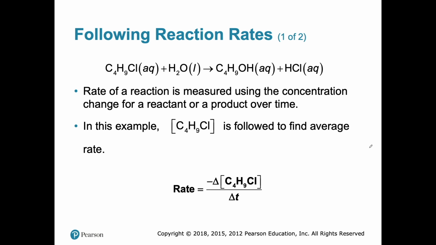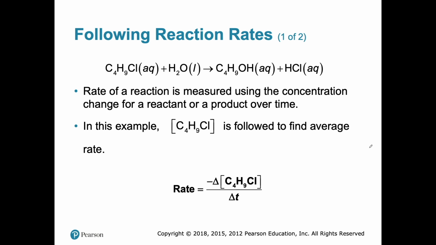Can anyone tell me why we have a negative there instead of just regular old change? Well, if you think about it, chlorobutane is being changed into butanol, right? So we're losing chlorobutane as time passes. Does that make sense? And since we're losing chlorobutane as time passes, that's why it's a negative number. So if we were to put a product there instead, like hydrochloric acid or butanol, it would be a positive number, because we're getting more of those. Does that make sense?